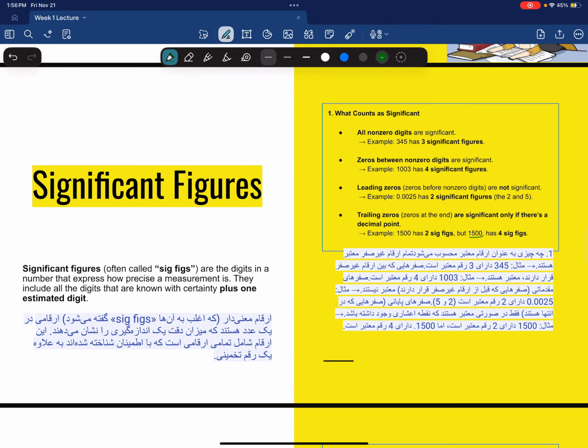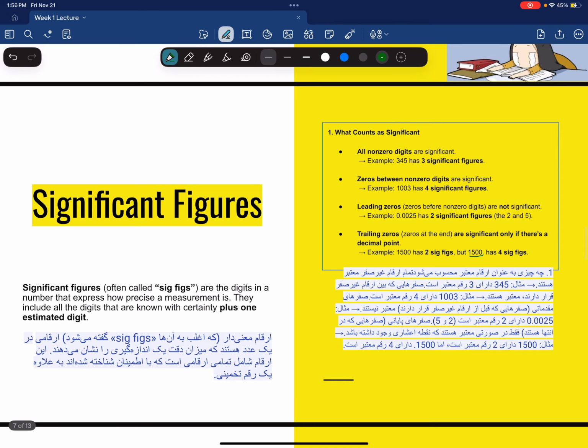The next topic that we're going to discuss is going to be significant figures. In my opinion, this is one of the hardest topics that we're going to cover for week 1. But once you get it, you get it. So significant figures, also called sig figs, are digits in a number that express how precise a measurement is. They include all digits that are known with certainty plus one estimated digit.